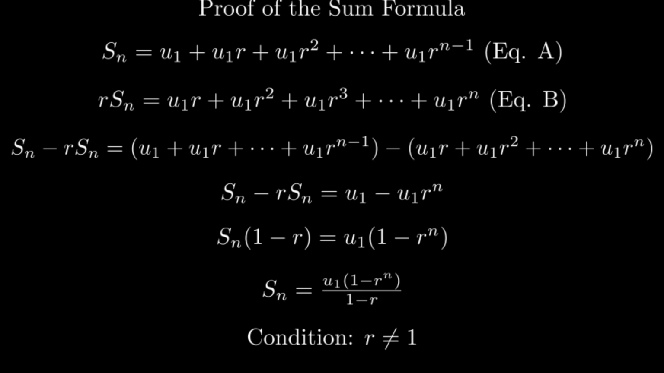So what happens if r does equal 1? Let's think about that sequence. It would be u sub 1, u sub 1, u sub 1, and so on.